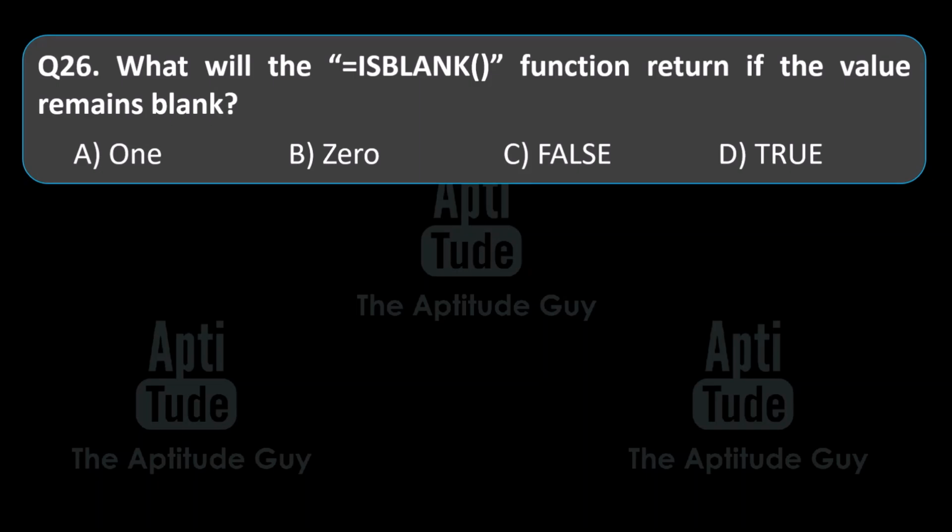Okay, I hope you have logged it. Now, many people will get confused between option A and option D because 0 and false is the same thing, 1 and true is the same thing, right? In binary, 1 is true, 0 is false. So, what will be the actual output? The answer is option number D.